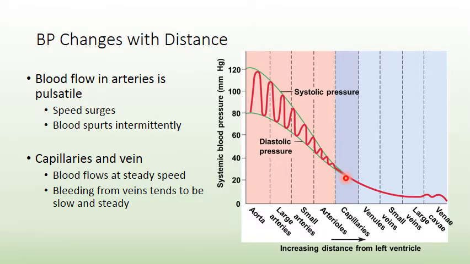In the venules, small veins and large veins, we see a little bit more drop off in blood pressure, but we stay in this 10 to 15 millimeters of mercury range until we hit the vena cava, and then we dip off as we enter back into the heart.